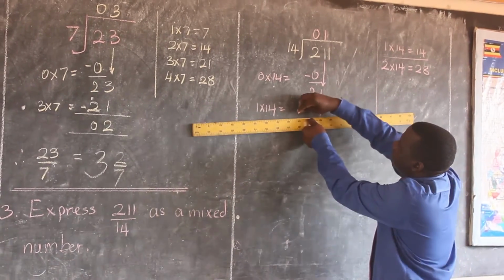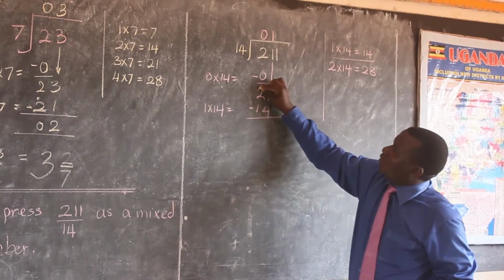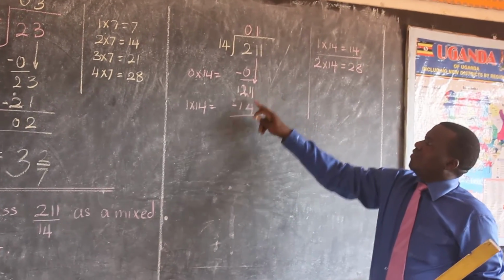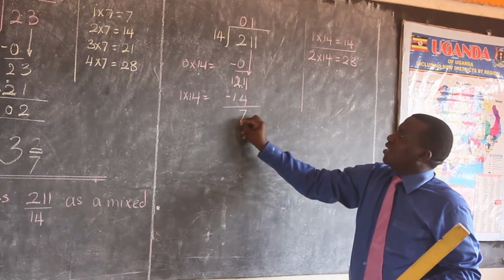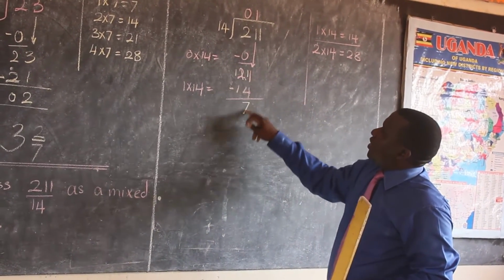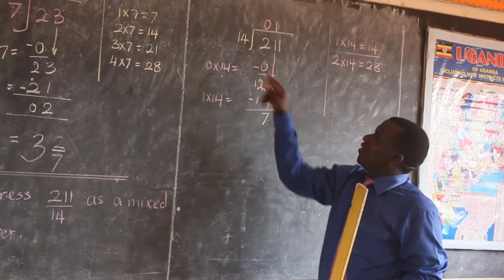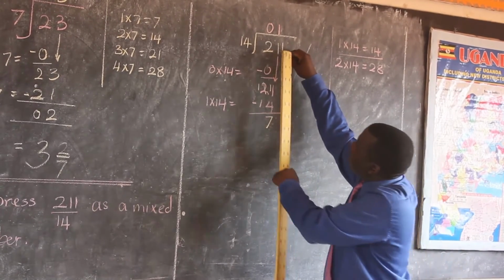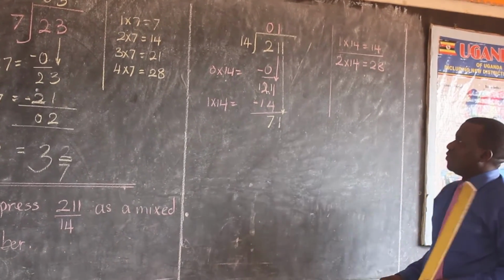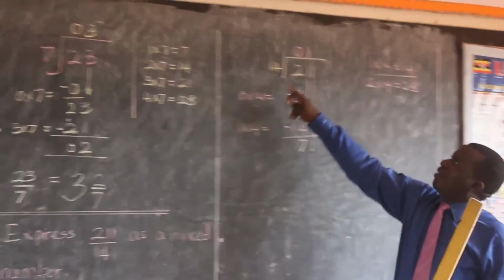And when you subtract, 1 cannot subtract 4. So you regroup. You have here 1, then you bring that 1 there. This is 11 minus 4, which gives you 7. So now 21 minus 14, you get 7. Since you cannot divide 7 by 14, you now bring this other 1 to add on to that, and it becomes 71. Now what is 71 divided by 14?